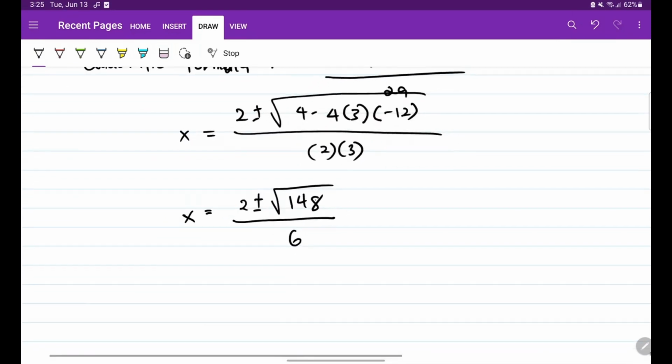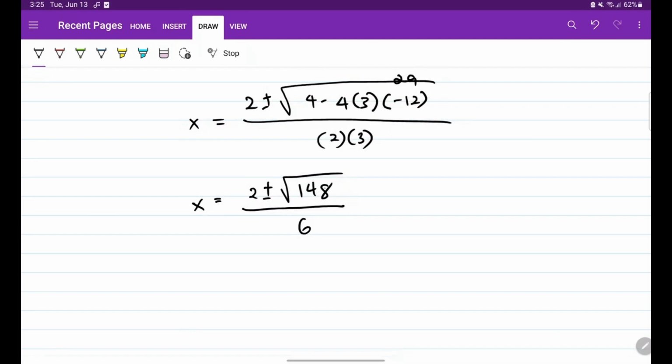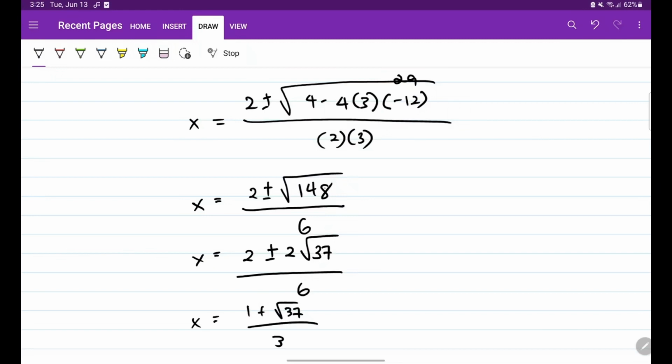So we can simplify this. So this will become x is equal to 2 plus minus 2 square root ng 37 all over 6. So we can further simplify by dividing both sides by 2. Tama? So x would be equal to 1 plus minus square root ng 37 all over 3.